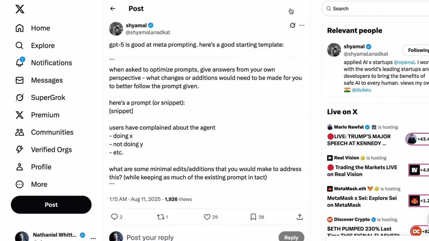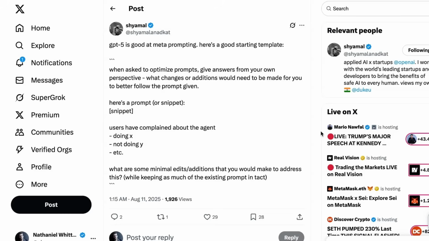Here's a prompt or snippet. Insert the prompt here. Users have complained about the agent doing X, not doing Y, etc. What are some minimal edits and additions that you would make to address this while keeping as much of the existing prompt intact? So basically, this is a more sophisticated way of saying, make this prompt better. And what you're doing is you're basically bringing GPT-5 as a model into the discourse onto your side to help it understand what better is actually going to mean.